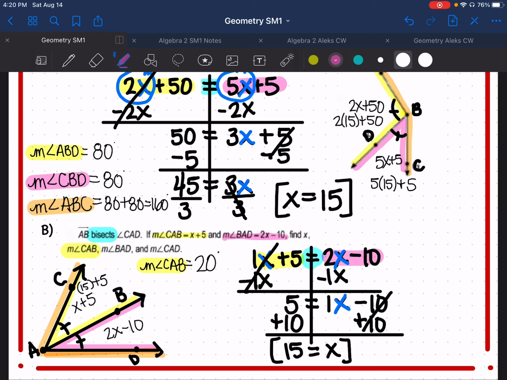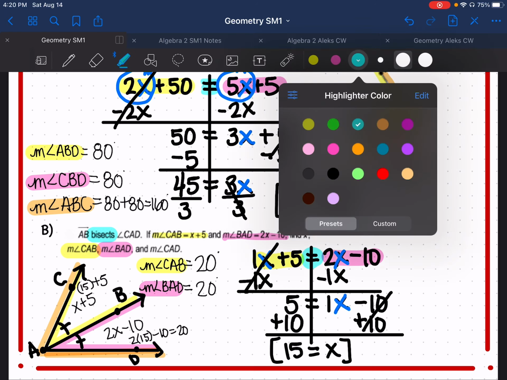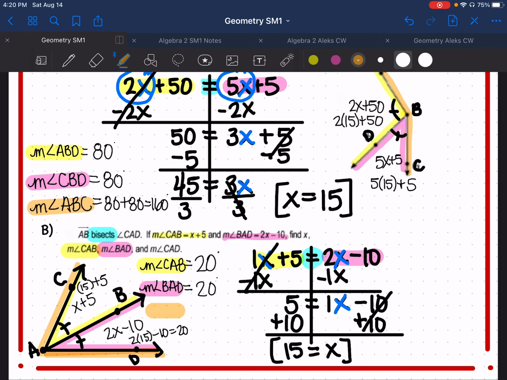Angle BAD is 2 times 15, 30, minus 10, 20. There we go. They came out together. And then remember, all you have to do to find the last angle, the orange one, is add those two together, because the measure of angle CAD, which is your orange one, is just 20 plus 20 or 40 degrees. Good luck on your assignment.